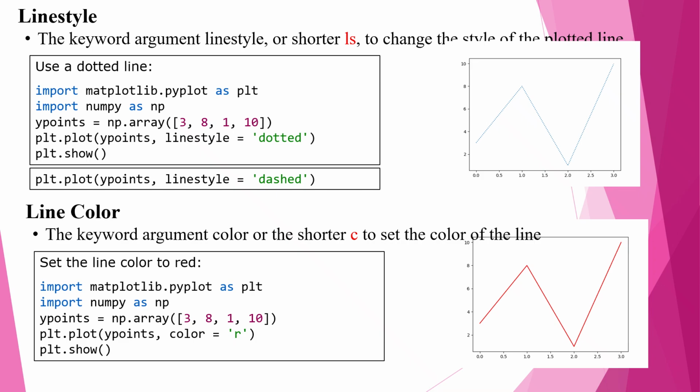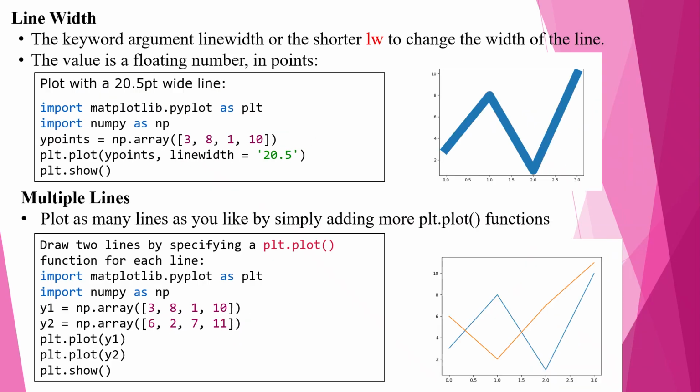Similarly, the color of the line can be specified using the color parameter or its shorthand c. Colors can be defined using short codes like r for red, b for blue, and g for green. By adjusting the line colors and styles, plots become more visually clear, organized and easier to interpret.